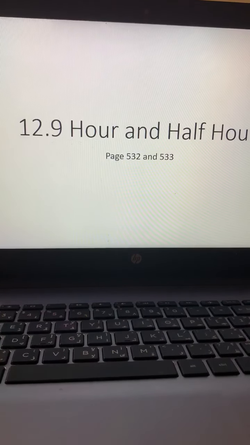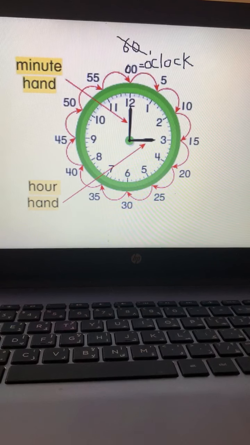We will start to practice 12.9, hour and half hour. We will solve together questions from page 532 and page 533. So please open your book and bring your pencil. First of all, we will start to remember what we said last time about this one.